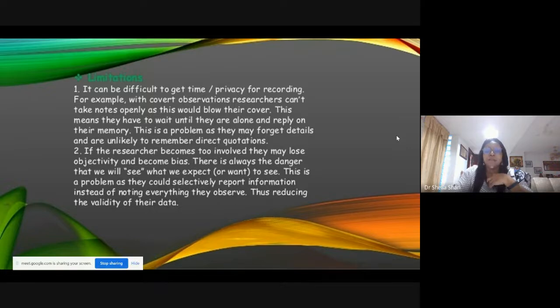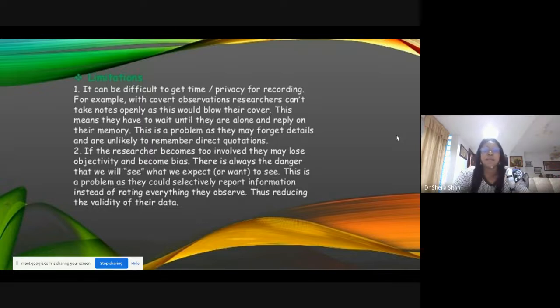So sometimes the researcher becomes too involved. That means he will start seeing and interpreting everything according to what he or she wants. Yeah. So they might lose their objectivity and become biased. And this is always the danger, that we will see what we expect, what we want to see, we will see.